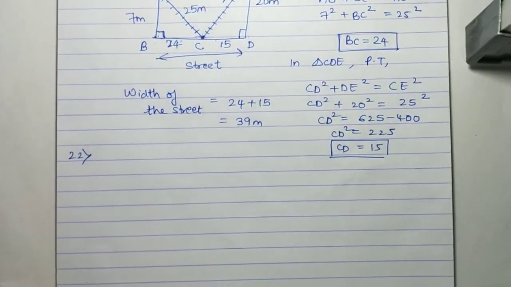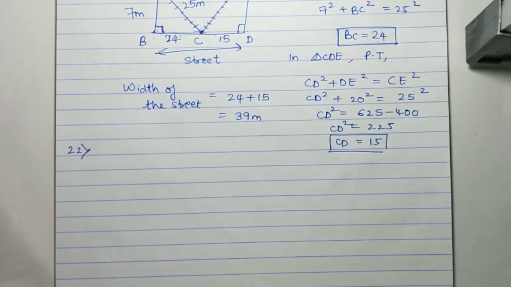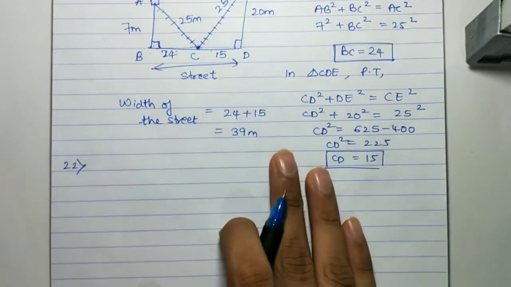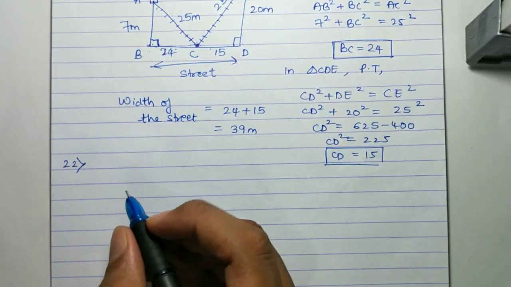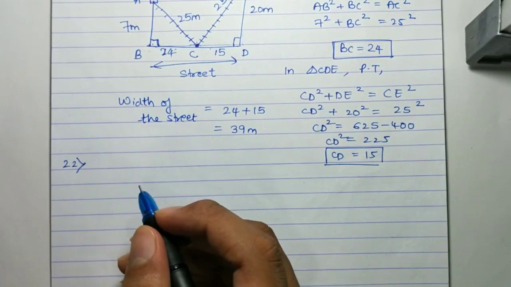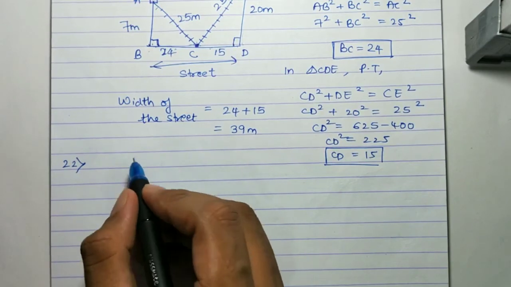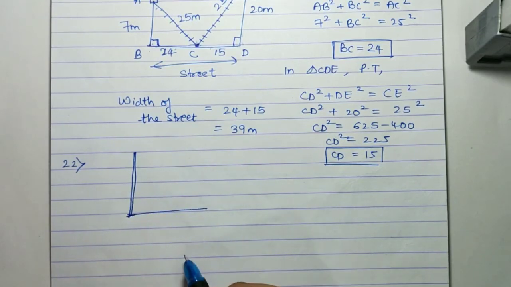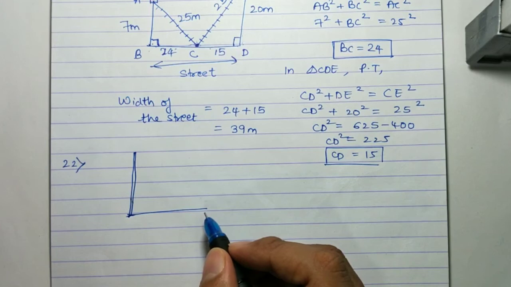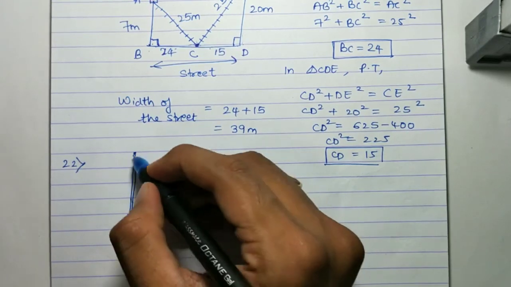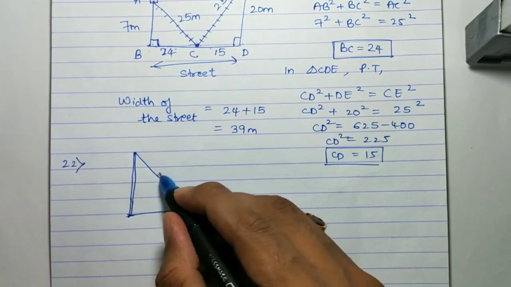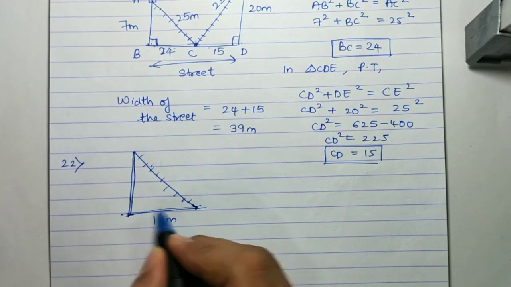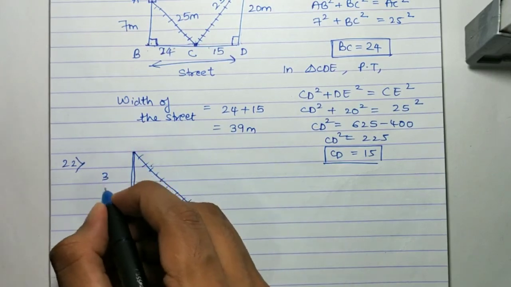Question number 22. You can pause the video and copy the sum. A ladder is placed in such a way that its foot is at a distance of 10 meters from the wall. So if this is a wall, and this is the ground, the ladder is kept in such a way that its distance from the wall is 10 meters. So the foot of the ladder is at a distance of 10 meters from the wall. This is the wall.